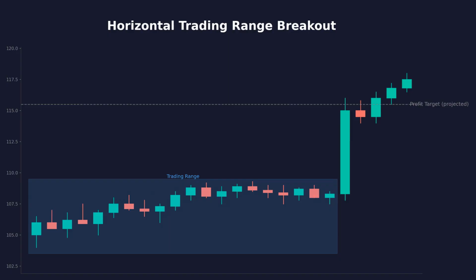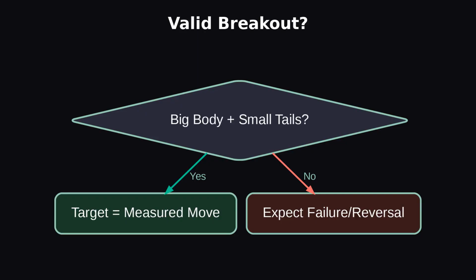Here we see a rectangle pattern. The market oscillates between support and resistance. Once the bull breakout closes strongly above the line, we project the height of the rectangle upward. This is where breakout traders will exit. However, context is critical. Most breakouts from trading ranges fail. You need a strong breakout bar, a big body with small tails, to confirm the measured move is valid. If the breakout bar is weak, the measured move is unlikely.